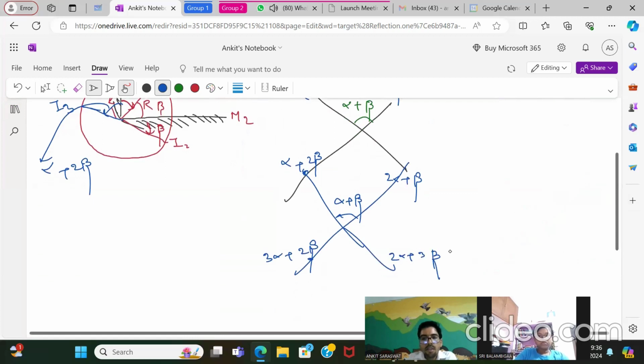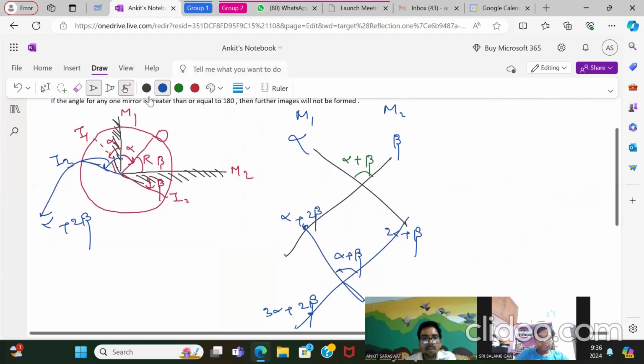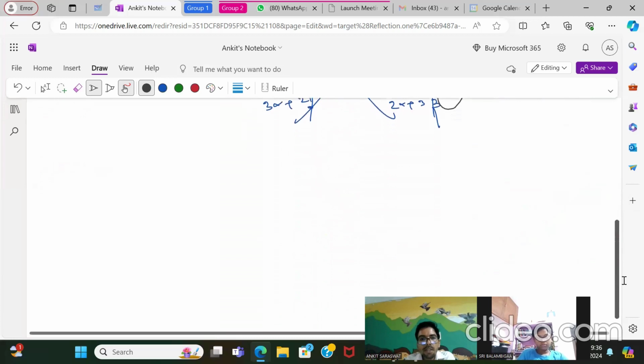Keep doing like this. Then how many images will be formed? These are the images: image 1, 2, 3, third image, fourth image, fifth image. Virtual only. Clear? Now I will give one example, with the help of which you can easily understand. So write one question. Just now we have solved; you will solve, okay? Yes, sir.